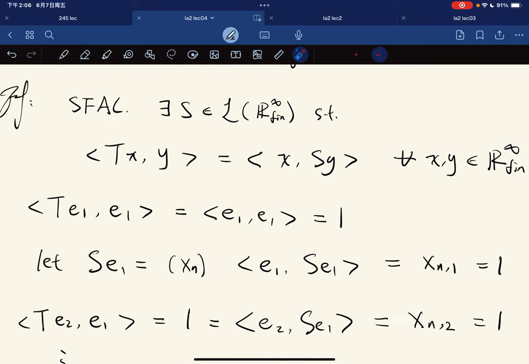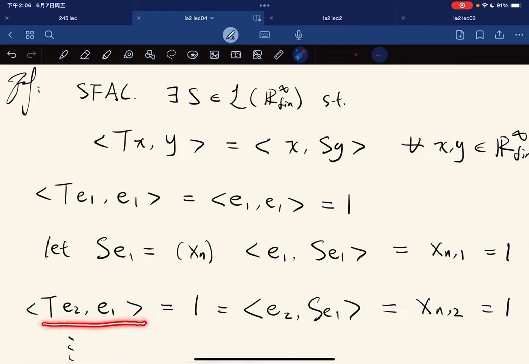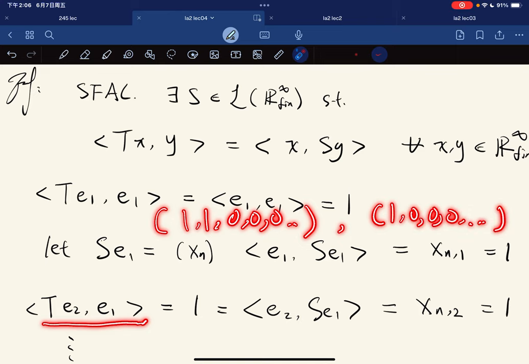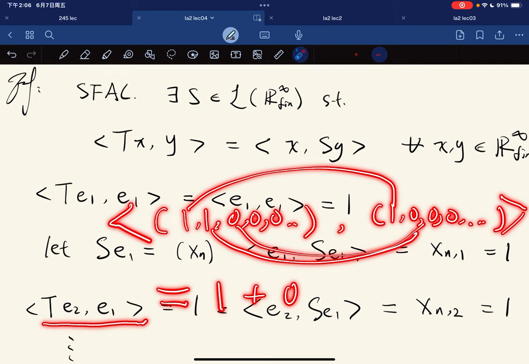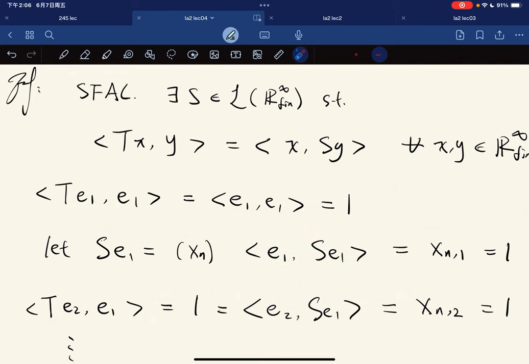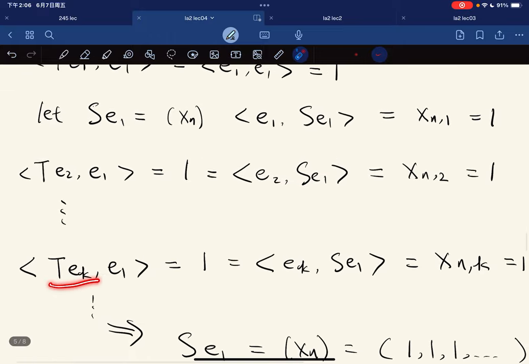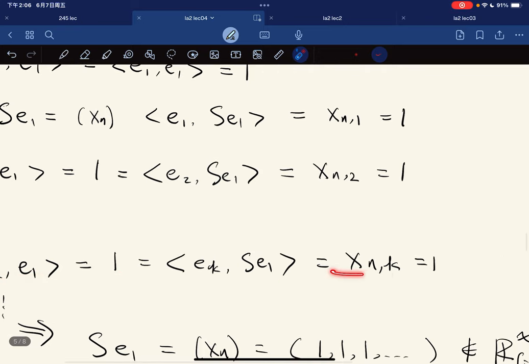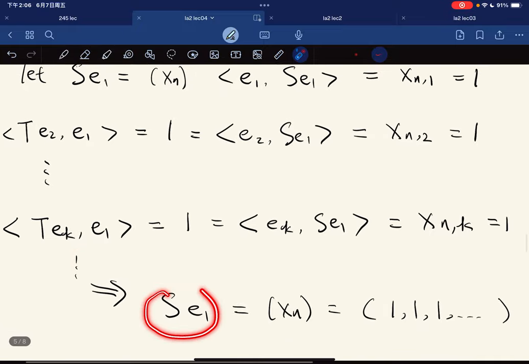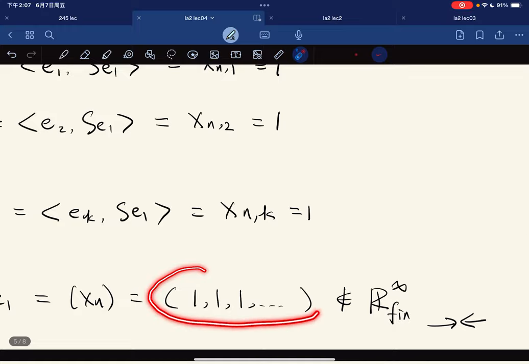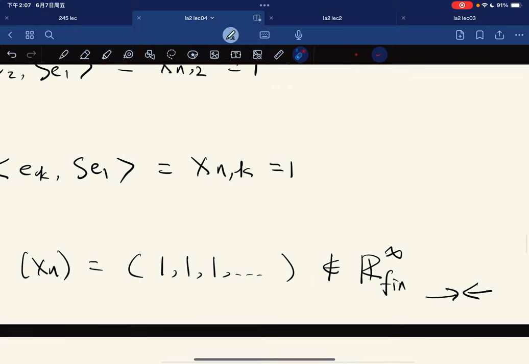Similarly, <T e2, e1> is again equal to 1, because T e2 is (1, 1, 0, 0, 0, ...) and e1 is (1, 0, 0, 0, ...). Their inner product is 1 times 1 plus 1 times 0 plus 0, 0, 0, which equals 1. But this gives the second component of S e1, which is equal to 1. We can continue forever: <T e_k, e1> gives 1, so the kth component is equal to 1. And so S e1 is a sequence whose components are all equal to 1, but this is not even in our space.